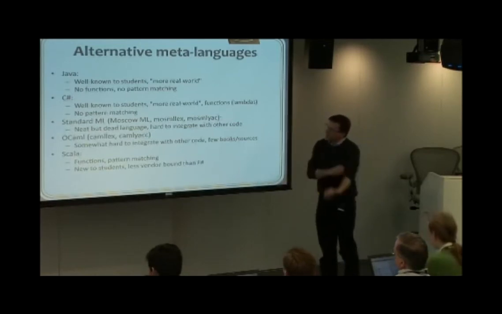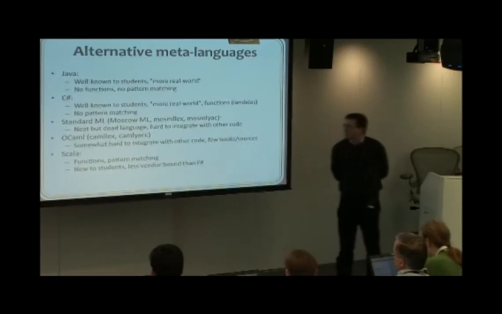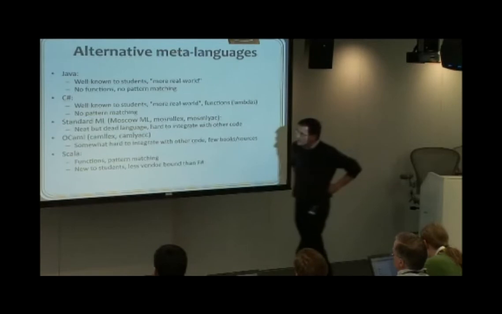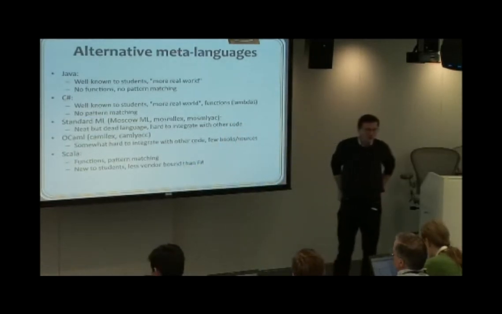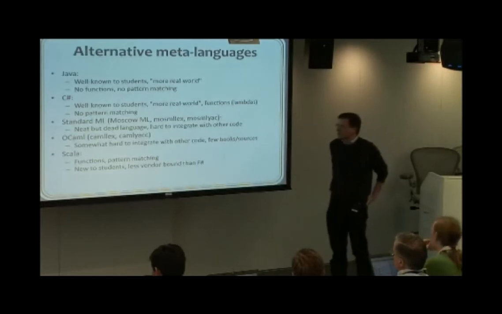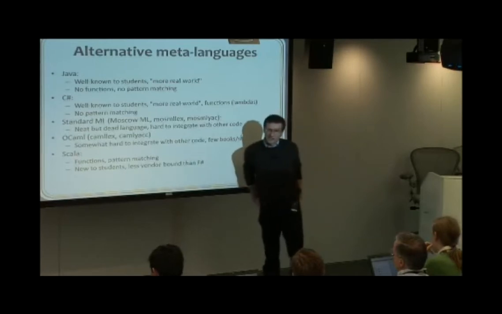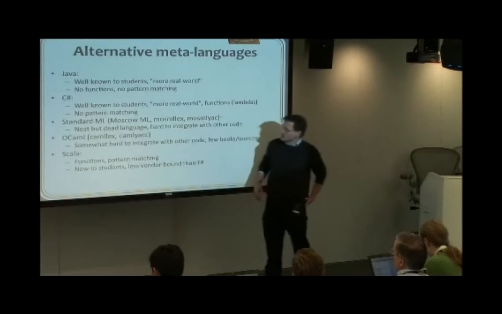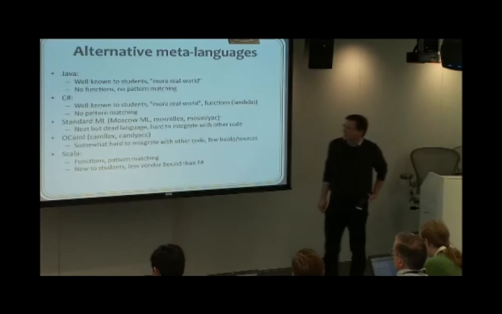And OCaml is a much more live language, but still has some problems integrating with other code, and there are not many books and sources on OCaml introductory programming. Scala is a language that gets a lot of attention in Europe these days. I don't know about the US. It does have functions and pattern matching, and a very beautiful integration between the functional and object-oriented world, and it works on the Java platform, so integrates well with other things. But it would be new to students.